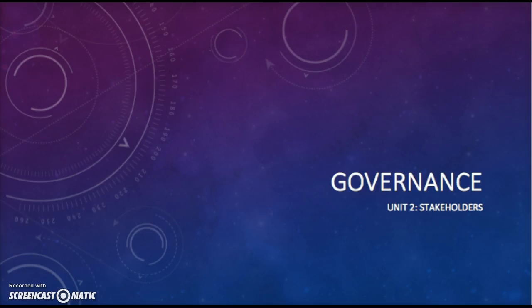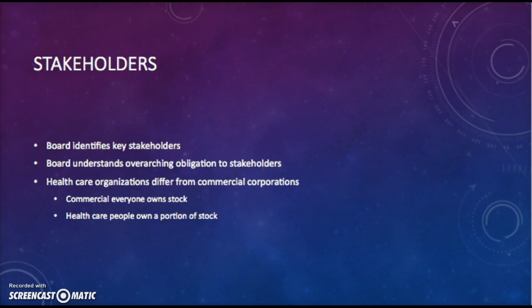We are in Unit 2, and for this presentation I'm going to talk about stakeholders. So let's discuss how the board identifies the organization's key stakeholders. Once your board understands its overarching obligation to stakeholders, it must identify them explicitly and precisely.